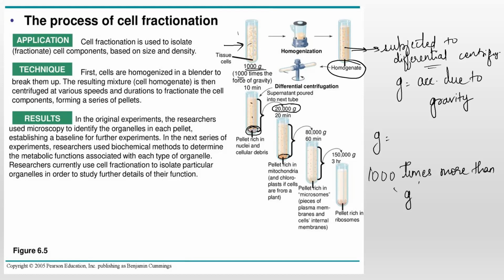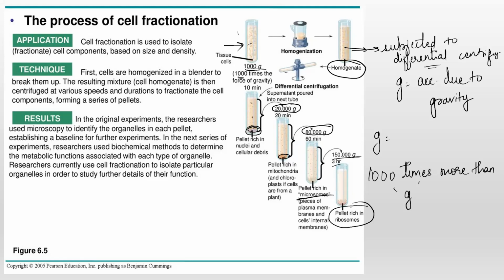Or it can be chloroplasts if the cells are from a plant. If you're interested in a mitochondrial study, you can take this pellet and start your study. But if you are working on microsomes, the microsomes are here in the supernatant. So you take the supernatant, spin it at 80,000 g for 60 minutes, and again you get a pellet. Now this pellet will be the microsomes. You take this microsome for your study. There will be certain more cell organelles in the supernatant. You again spin it at 150,000 g for 3 hours and you will get ribosomes.